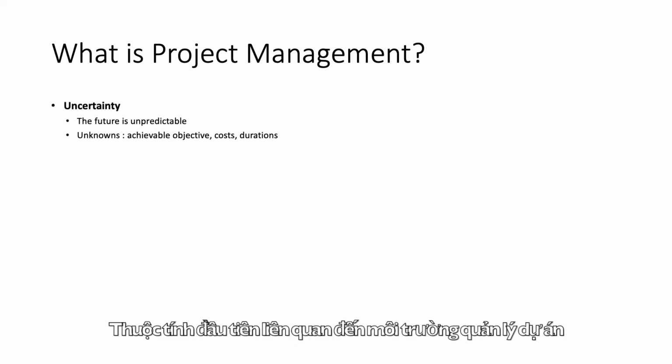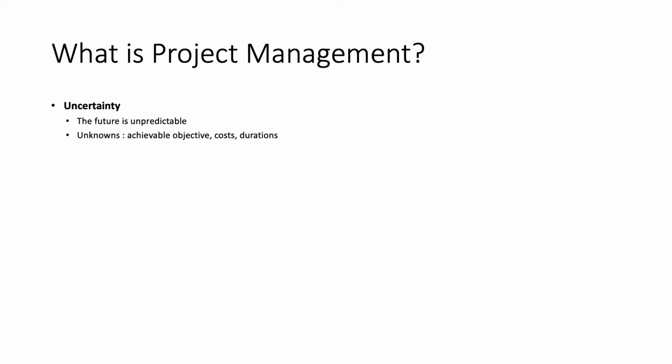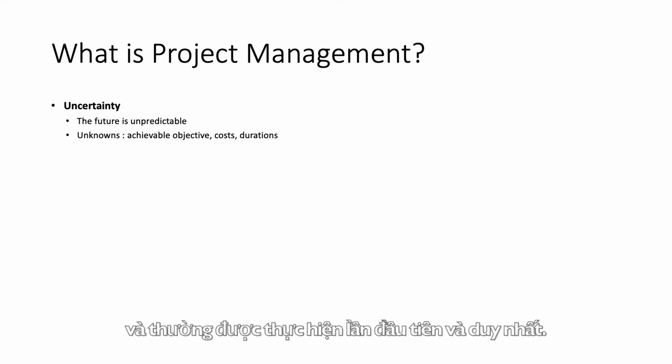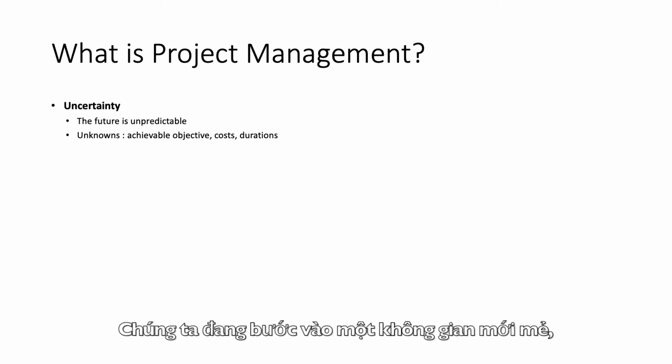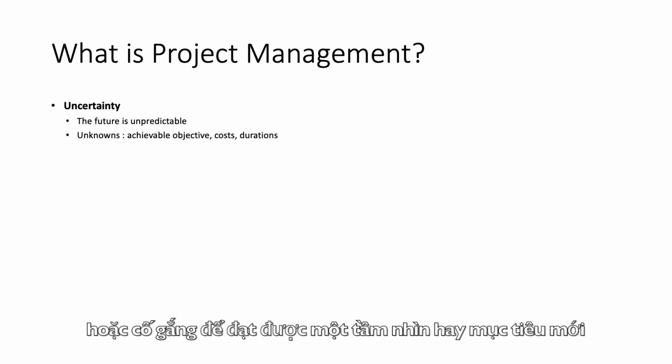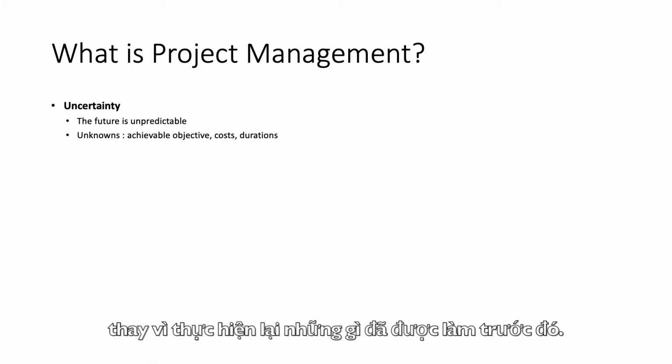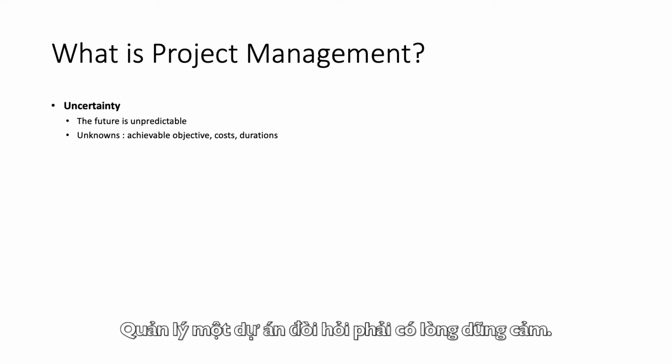The first attribute we're discussing in regards to the environment of project management itself is uncertainty. As we discussed before, a project is something that's unique and usually done only for the first time and the only time. We're stepping into the unknown and we're trying to accomplish a vision or a dream as opposed to reproducing what's been done before. So in many regards, managing a project requires courage.